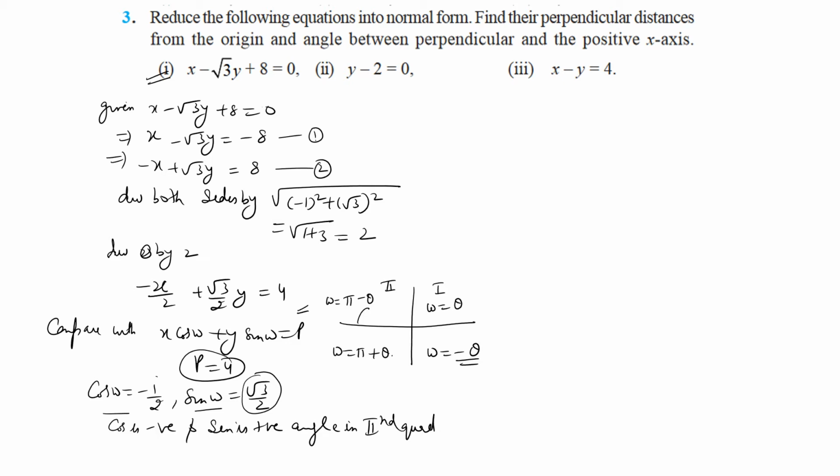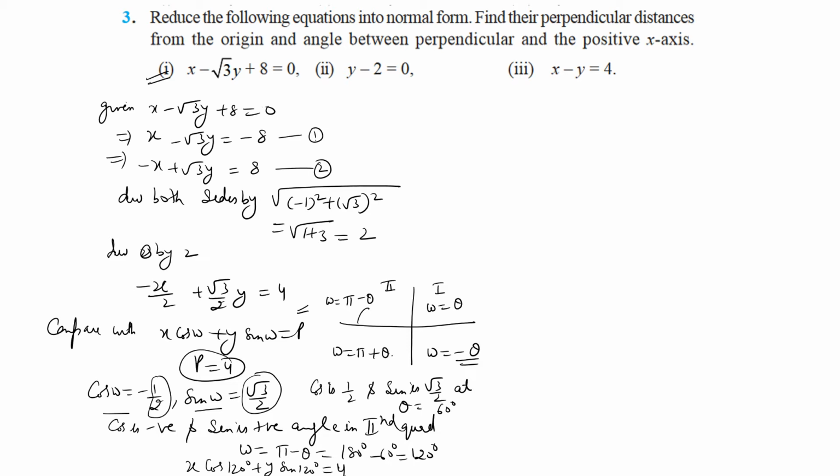Cos is half and sine is root 3 by 2 at theta, the angle as 60 degrees. But in the second quadrant my omega will be pi minus theta. So pi is 180 minus 60, that is 120 degrees. So the normal form will be x cos 120 degrees plus y sin 120 degrees is equal to 4. P here is 4.